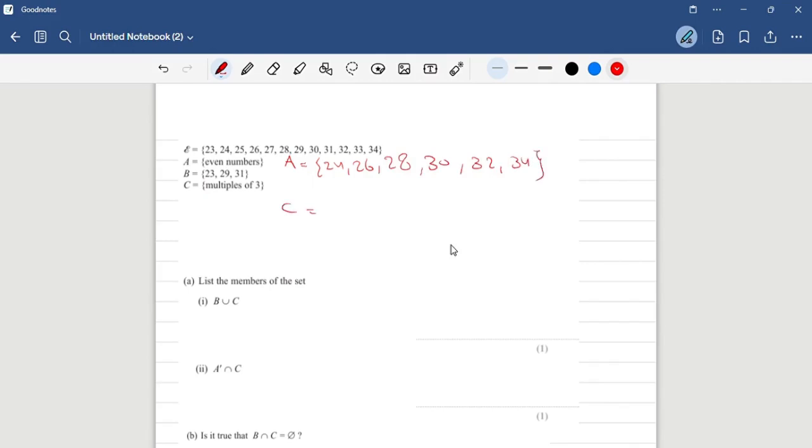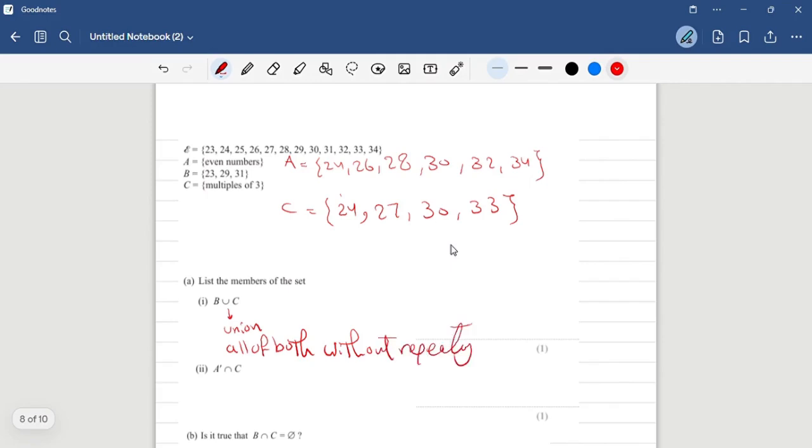Now for multiples of 3, which is C. What are the multiples of 3 here in the universal set? Does any one of you know the multiples of 3? Okay, we can start by 24 is a multiple of 3. 27 is a multiple of 3. Yes, exactly. 33 is a multiple of 3. That's all. Now he asked me for B union C. It means all. This means union, by the way. So it means all of both without repeating.